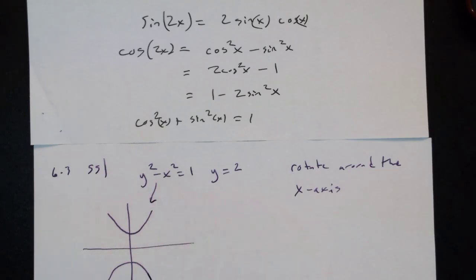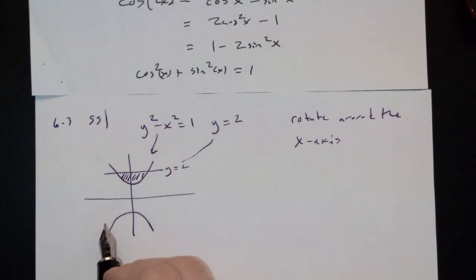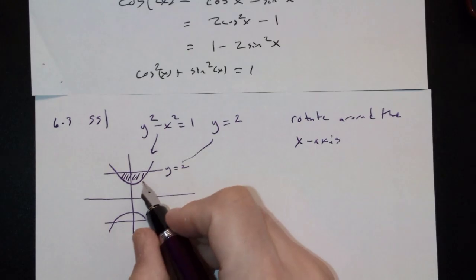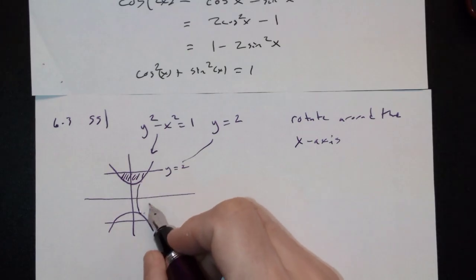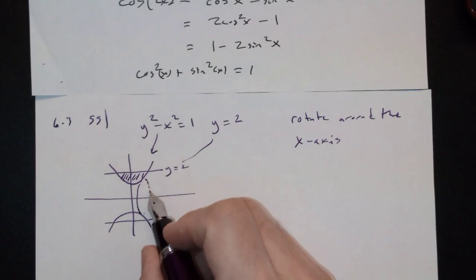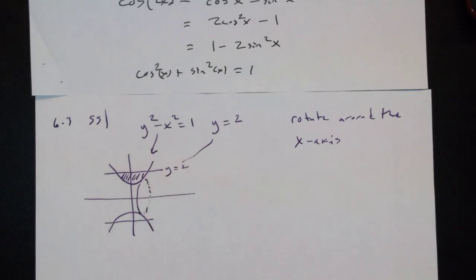That's my hyperbola. And then I have the line y equals 2. That's going to be here. So really, this is the thing I'm going to rotate. That little piece of hyperbola cut off by that horizontal line. That means it's going to have a mirror image down here. And we're going to go around the x-axis.